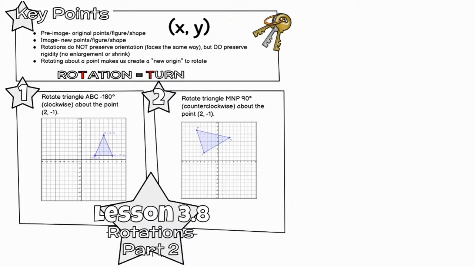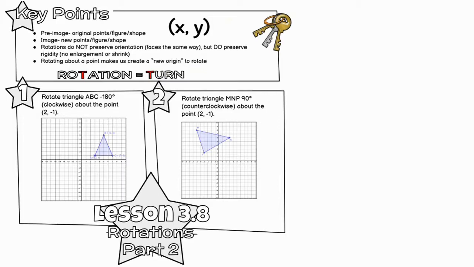Remember, for all transformations, the pre-image is the original shape or figure or point that we're interested in, and then the image is the new point or shape or figure. Remember that rotations do not preserve orientation, so they're not going to face the same way, but they do preserve rigidity, which means they're not going to get larger or smaller.